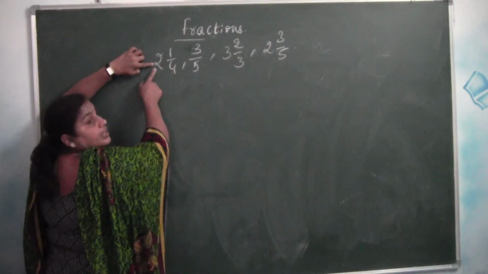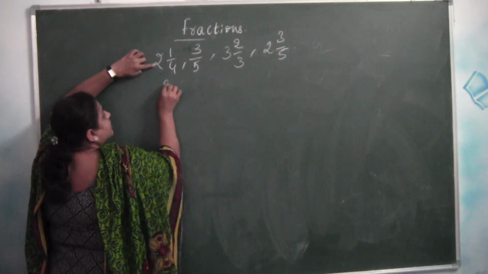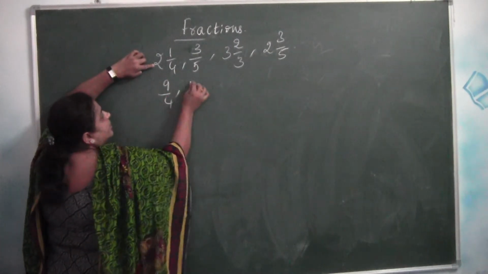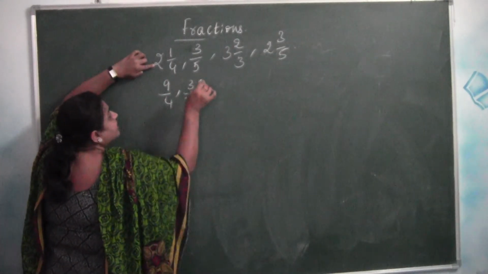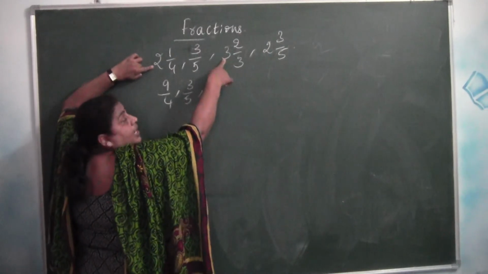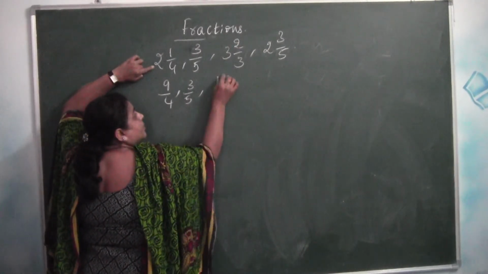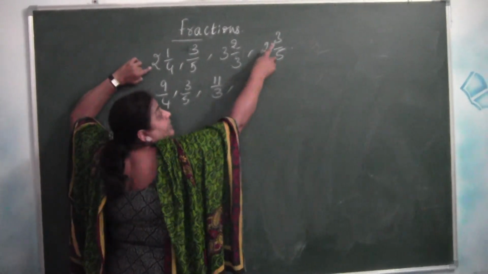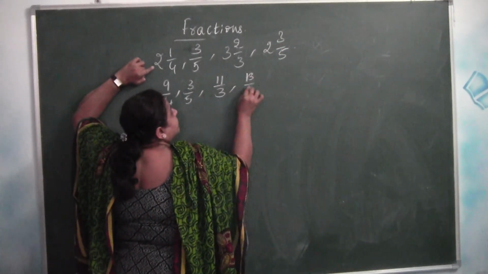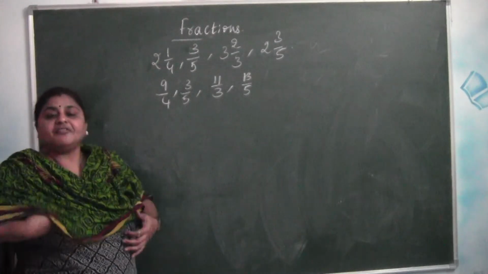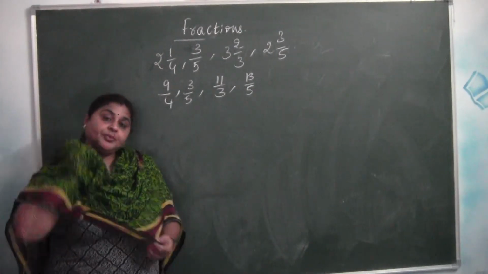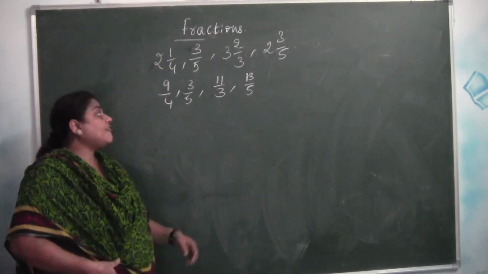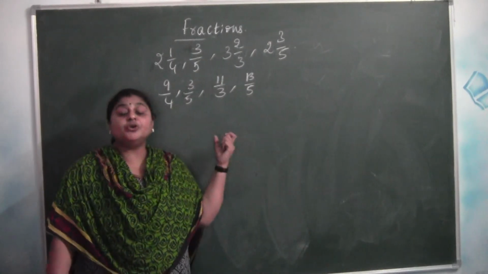4 2s are 8 plus 1, 9 by 4. 3 by 5 as it is. 3 3s are 9 plus 2, 11 by 3. 5 2s are 10 plus 3, 13 by 5. Now I have converted the mixed fractions into improper fractions. Now after you have converted, what are you going to do?